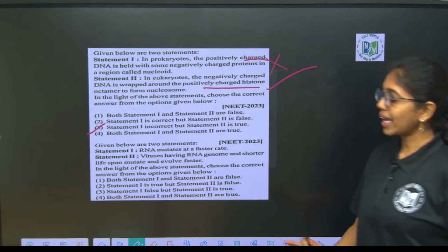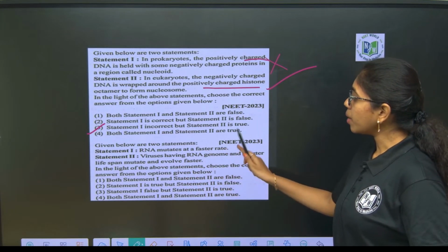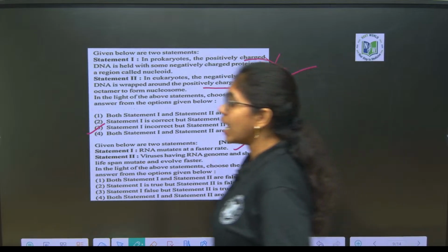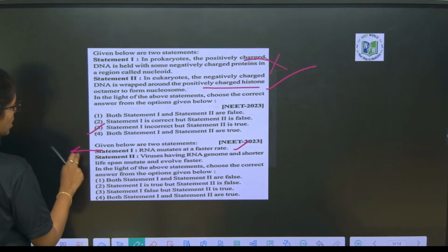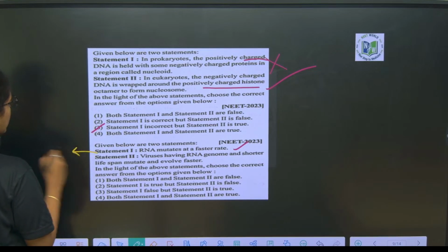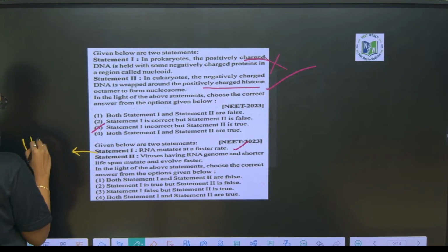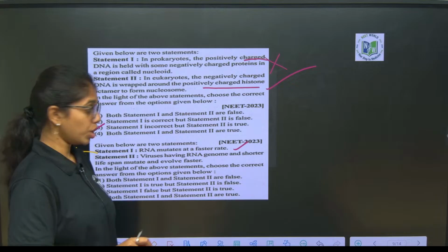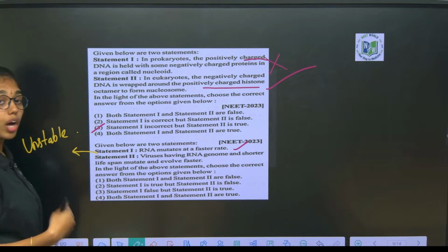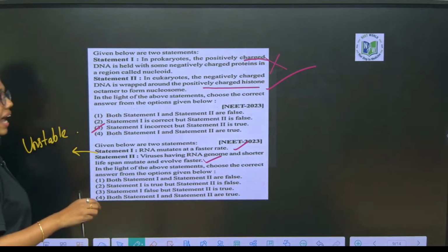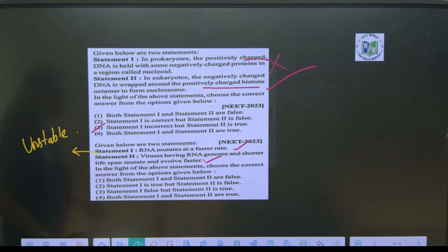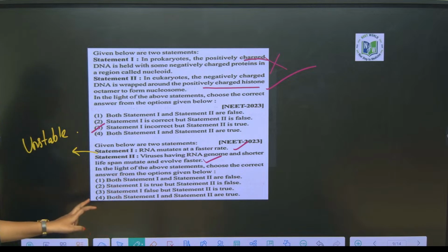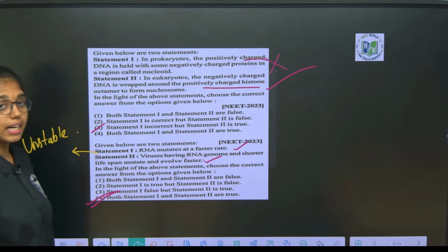Next question, again statement based. Statement 1: RNA mutates at a faster rate. Yes, RNA mutates at a faster rate because it is unstable. Statement 2: virus having RNA genome and shorter lifespan mutates and evolves faster. Yes, it has a shorter lifespan and it evolves faster. So both the statements are true over here. What is the right answer? Statement 1 and statement 2 both are correct. Option 4 is the right answer.